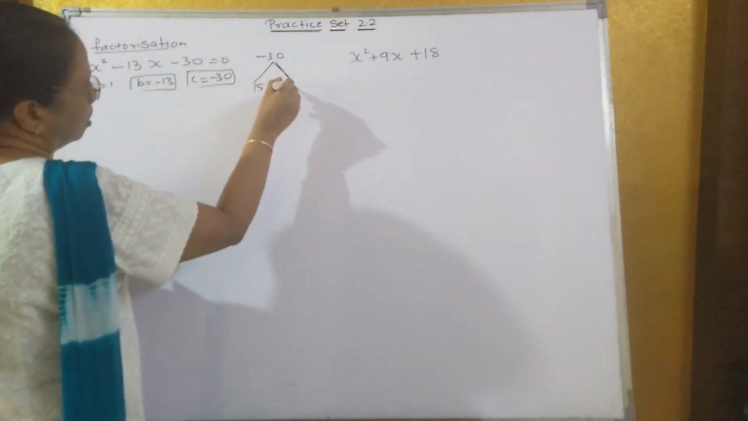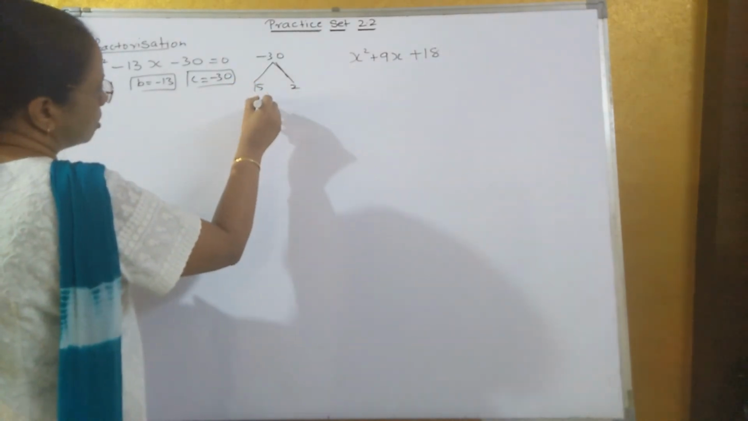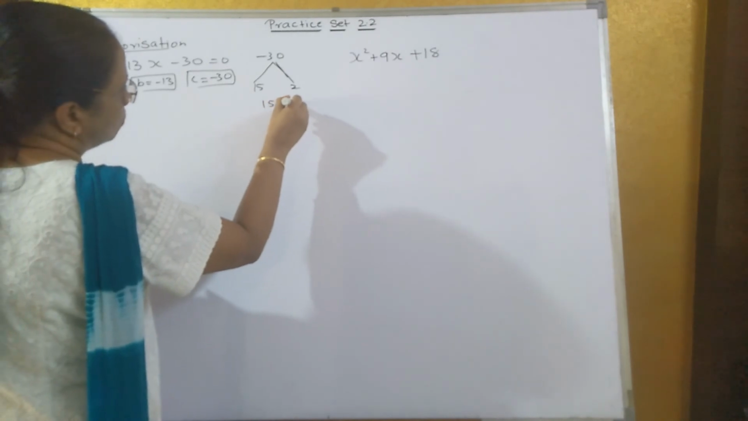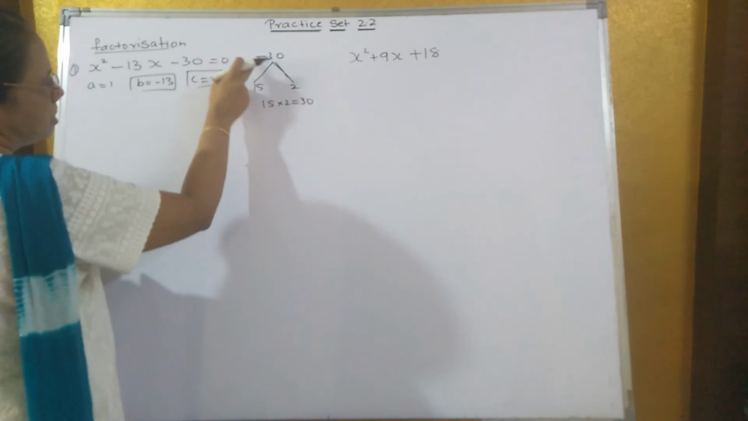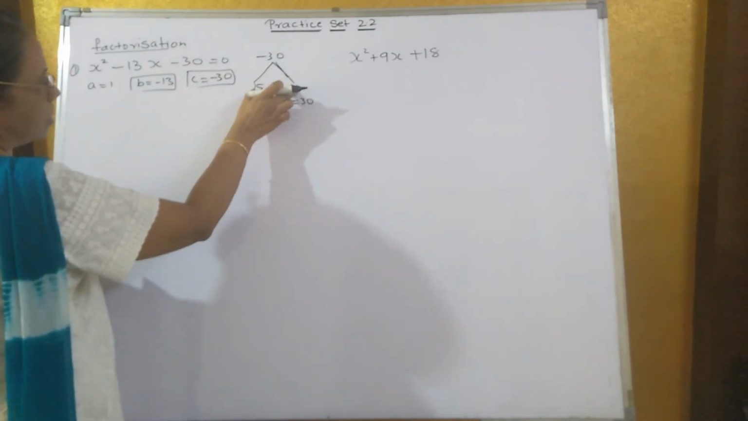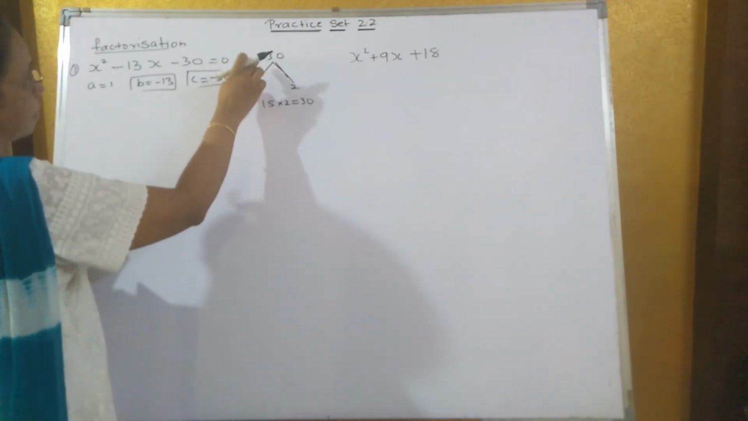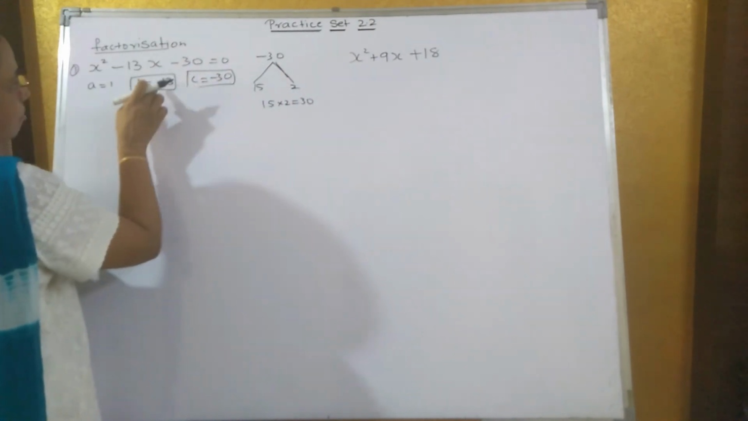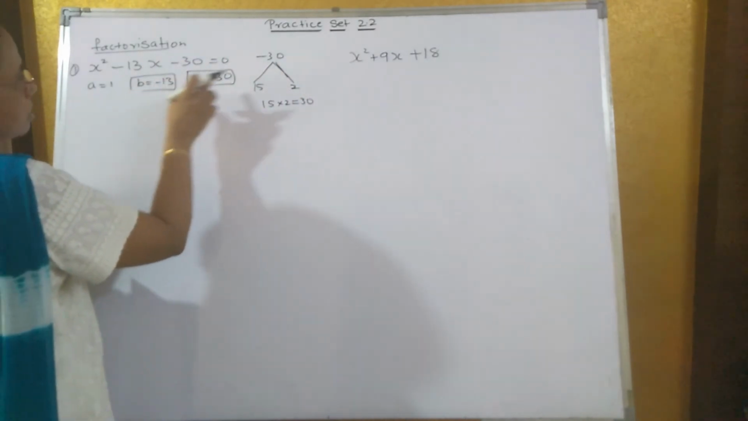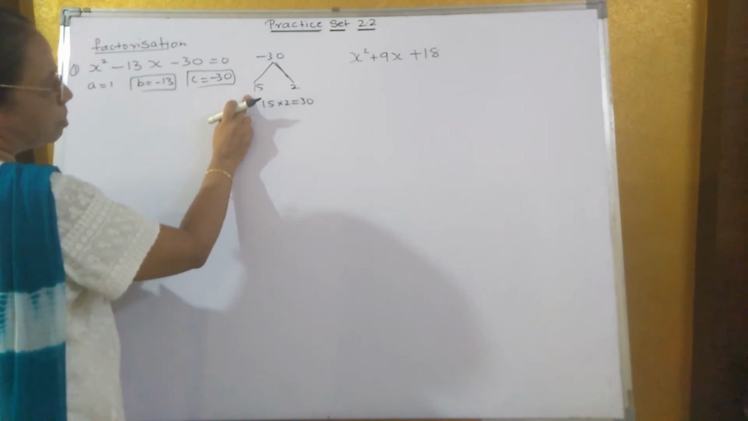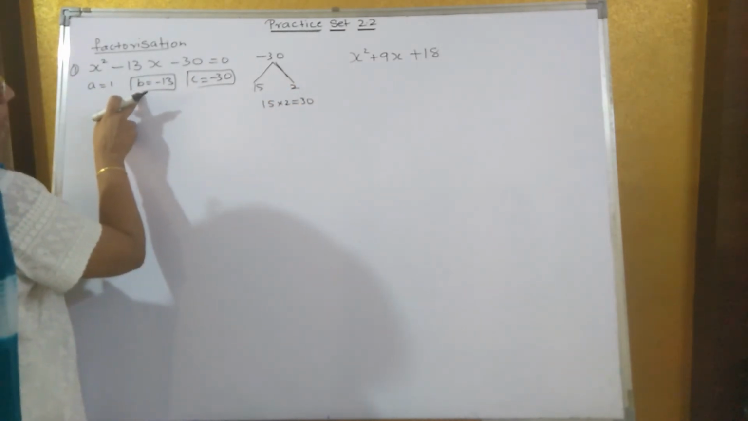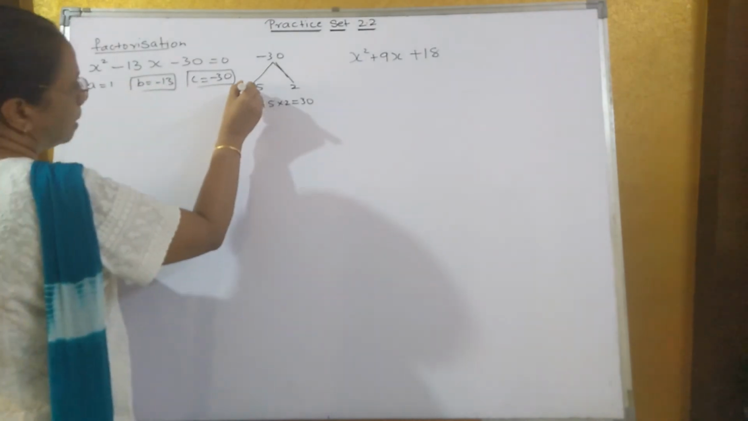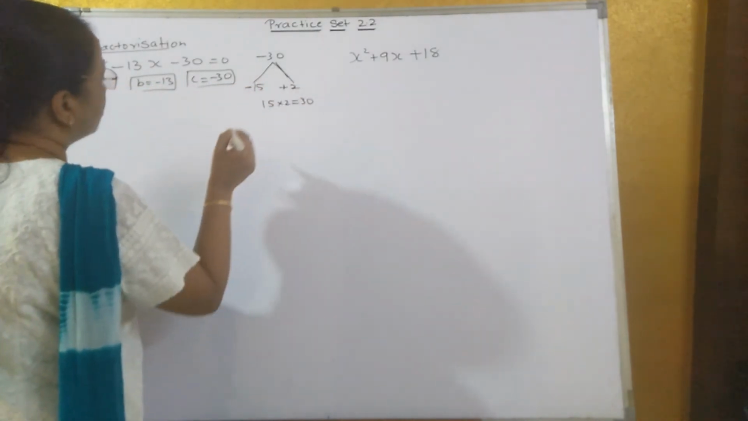So what are the two numbers? 15 and 2. 15 into 2 is equal to 30. So we are getting 30. Now whenever it is minus, the two numbers you should find out in such a way that you should subtract. If it is minus, subtract and find out the B value. Now since it is minus, one of the numbers will be minus, the other number will be plus. See the middle term, the value of B. B is minus over here. So the bigger number will be minus and the smaller number will be plus.